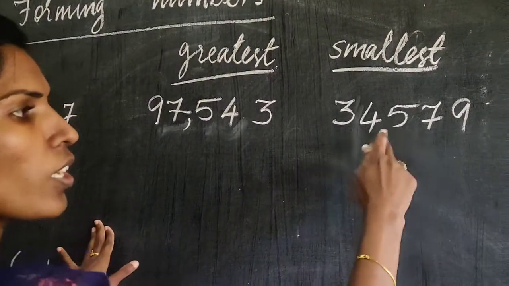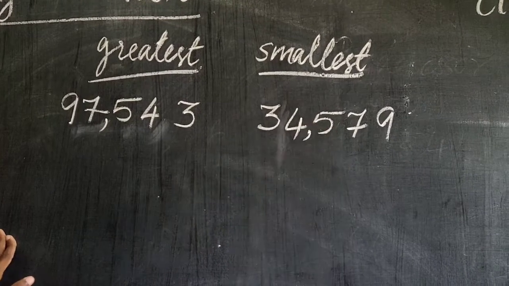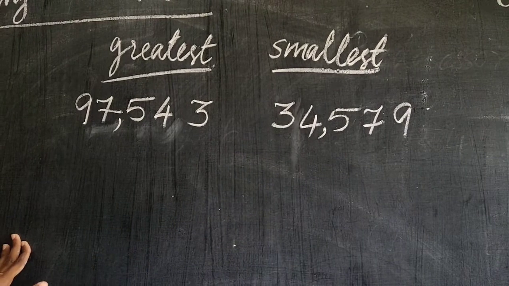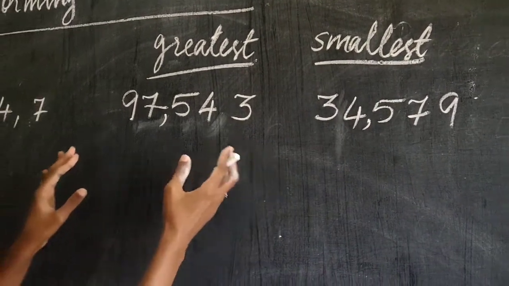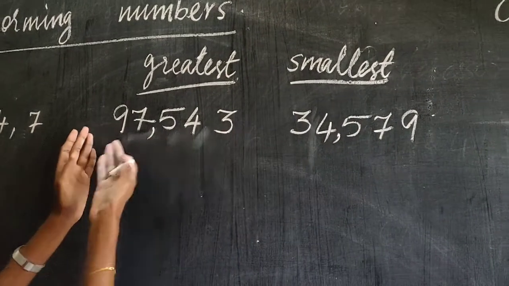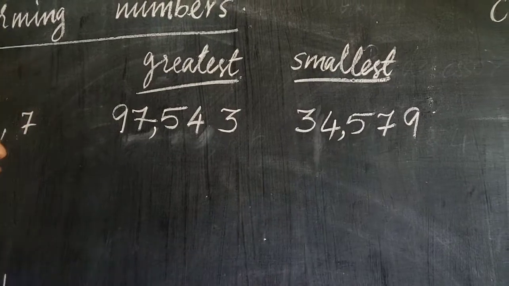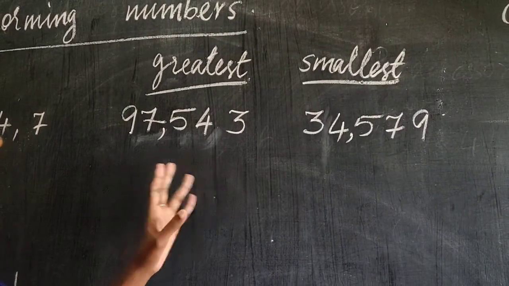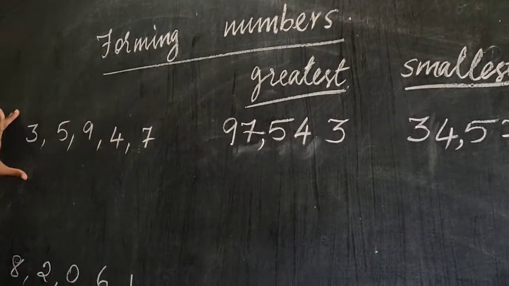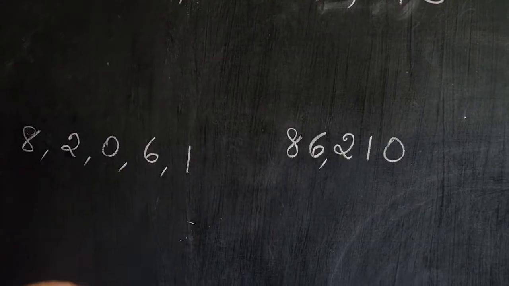And here also you should not put a comma in between each digit. Only between the periods you can put it. This is ones period, this is thousands period. Only there you can put the comma. Okay, so once you write the greatest number, the smallest number is easy. From backward you write the number: 3, 4, 5, 7, 9, that will be the smallest number. So this is the way you form the greatest and smallest number using the given digits. Let's now go for another example.